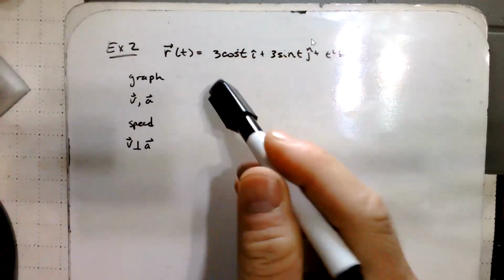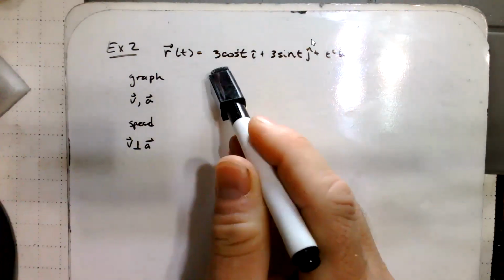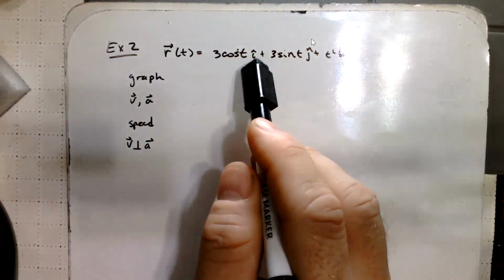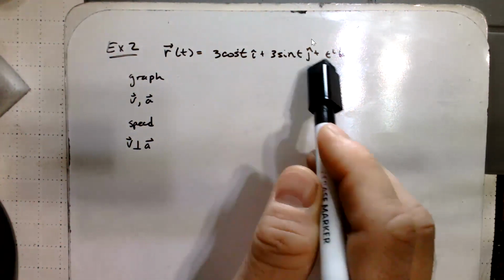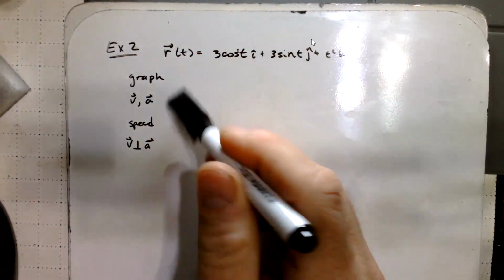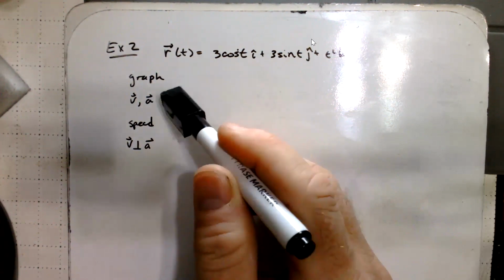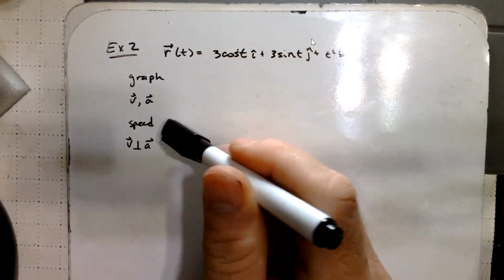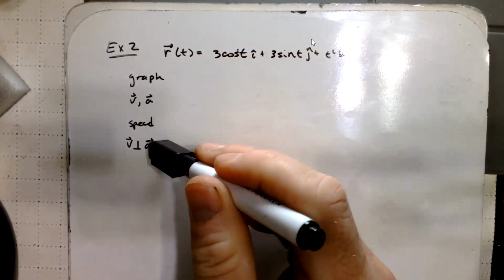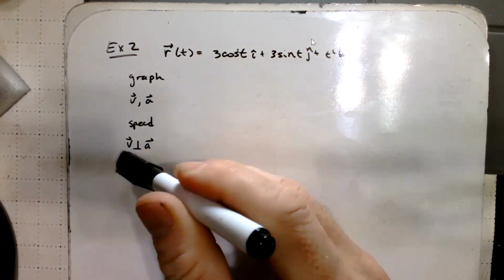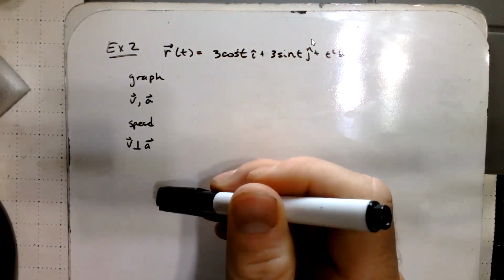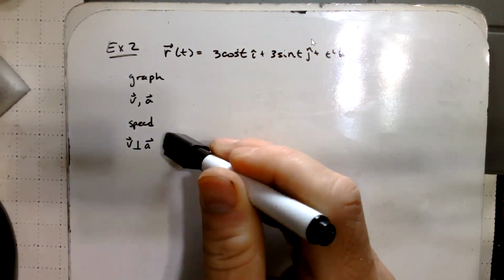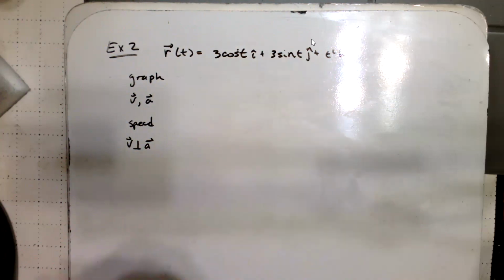In this example, we're going to look at the function r of t. This is example 2 for 1a day 11. r of t is equal to 3 cosine t i hat plus 3 sine t j hat plus t squared k hat. So we have 4 things we need to do. We want to graph it. We want to find the velocity and the acceleration vectors. We want to know its speed at any time t. And then we are curious to find out if the velocity is perpendicular, or orthogonal, to the acceleration vector at any time. So we're going to see if the resulting vectors are orthogonal.